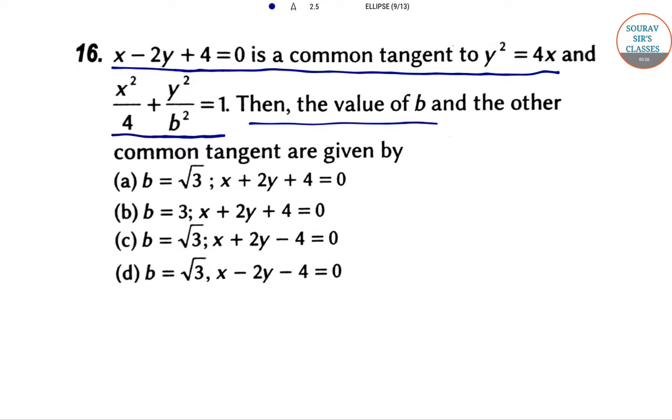Then the value of b and the other common tangent are given by, see, this is a common tangent to both this parabola and this ellipse. Okay, now the value of b and the other common tangent are given by what? What is the value of b in numerical value and the equation of the other common tangent? Let's start.